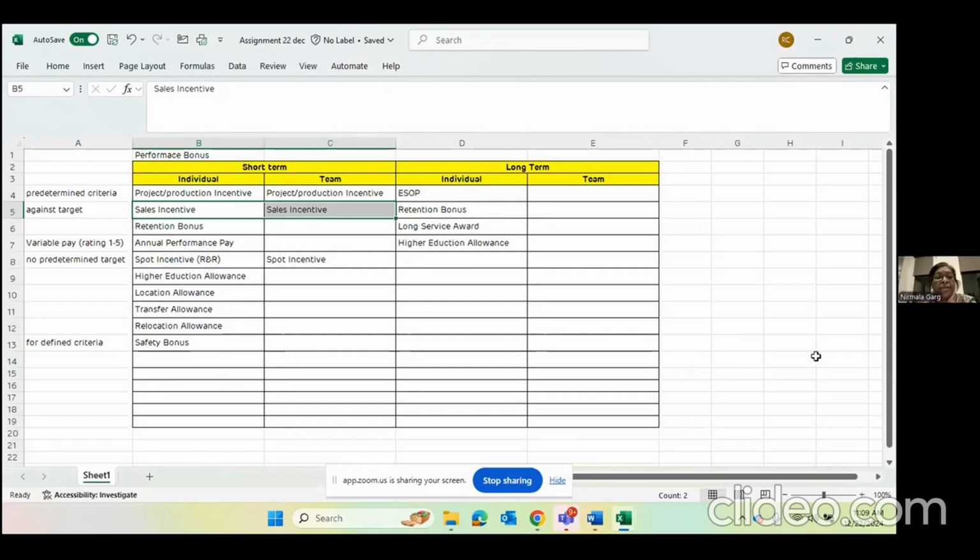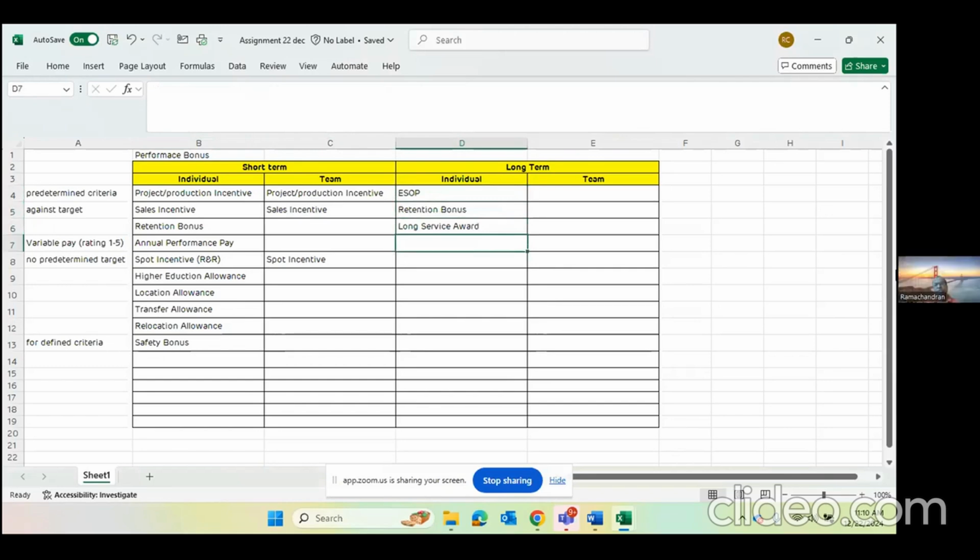Long term: ESOPs, retention bonus, long service award. Suppose one employee completed 10 years, 15 years, 20 years, that is an award. Then higher education allowance also put in long term. Yes, then you have to stay there for a longer period of time. But maybe not higher education for long term. It is more for a short term kind, 3 to 5 years. Because higher education, for how long? You will give him a qualification, he'll say, okay fine, Six Sigma certification, I'll make you do. But for how long can you keep him? 3 to 5 years maximum, not beyond that.